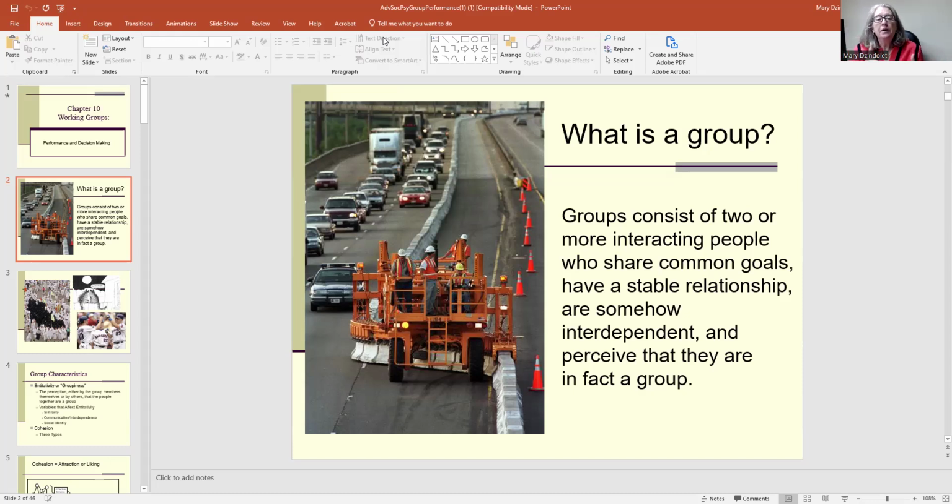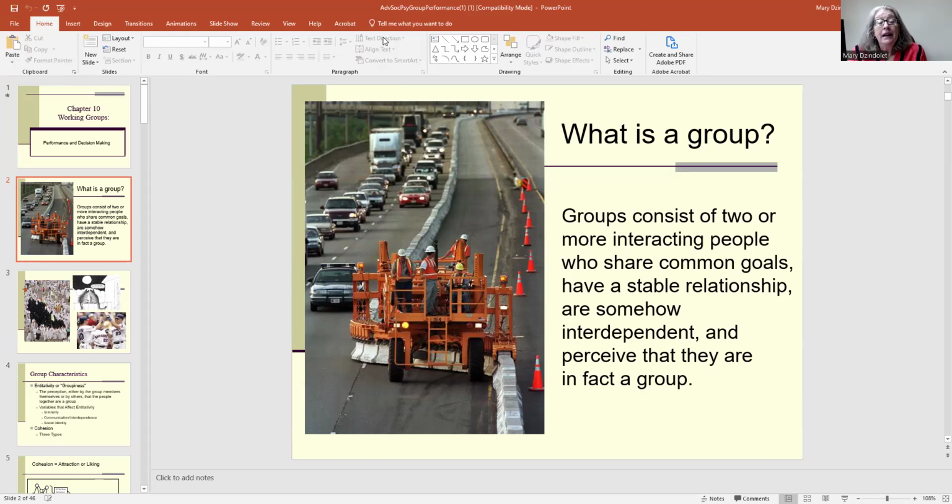So when you bring people into the laboratory and have them, say, brainstorm for 20 minutes, there are 2 or more of them. They're interacting, sharing their ideas as they brainstorm. They share a common goal, to come up with as many brainstorming ideas as they can. They have a stable relationship. It's not long, it's only going to last for 20 minutes, but it's stable. They know for the next 20 minutes, we're going to be doing this together.